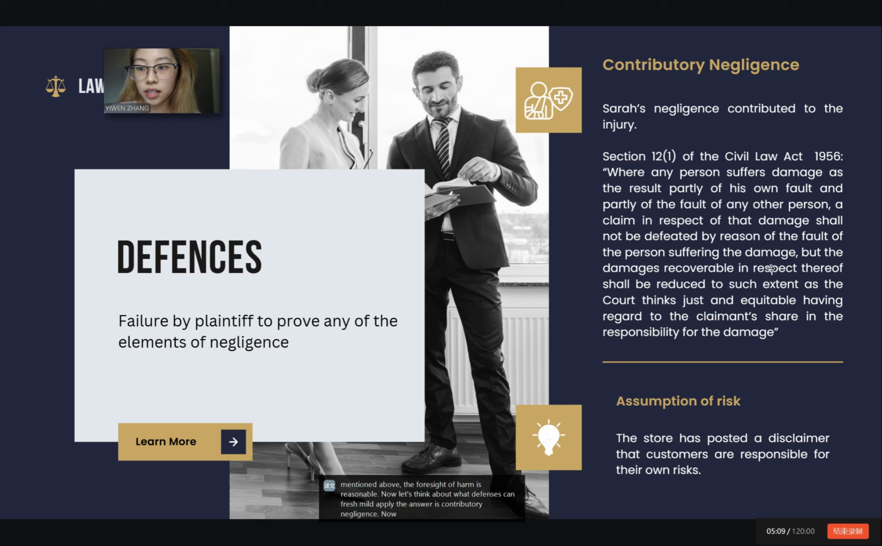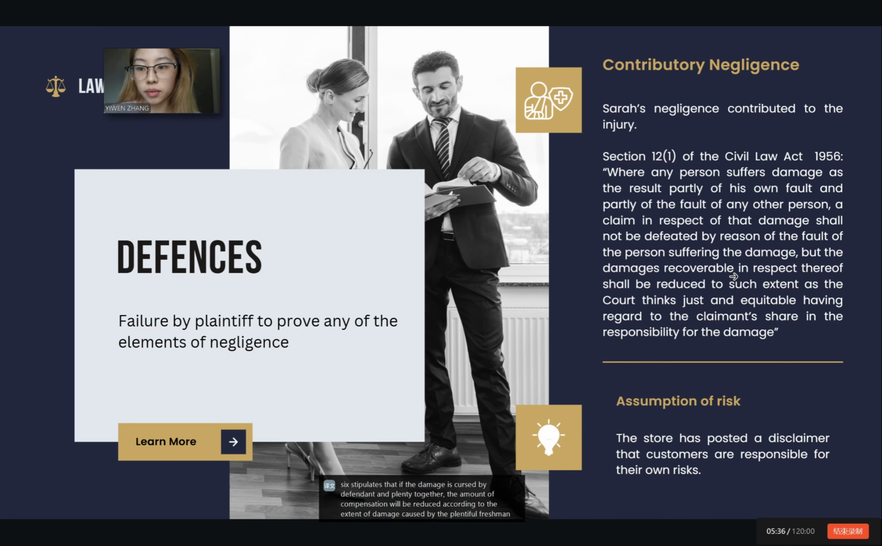Now, let's think about what defenses Fresh Mart can apply. The answer is contributory negligence and assumption of risk. Section 12 of the Civil Law Act 1956 stipulates that if the damage is caused by the defendant and plaintiff together, the amount of compensation will be reduced according to the extent of damage caused by the plaintiff.